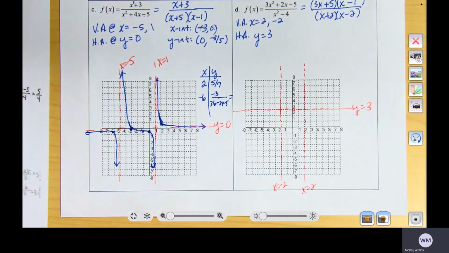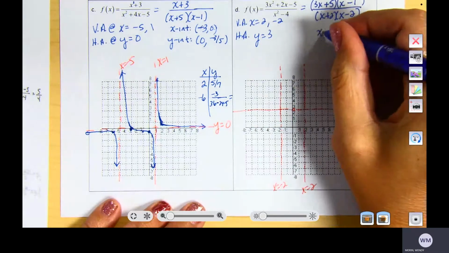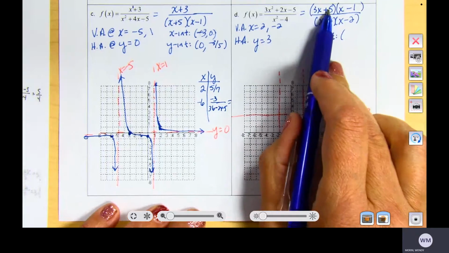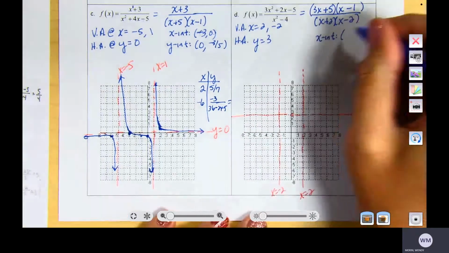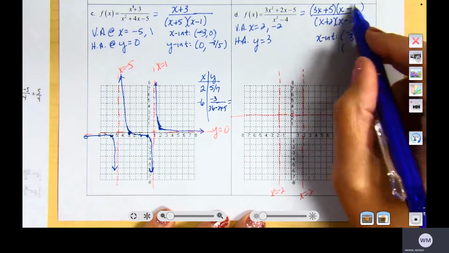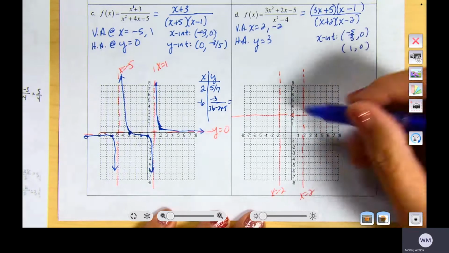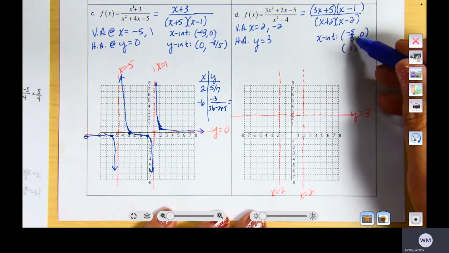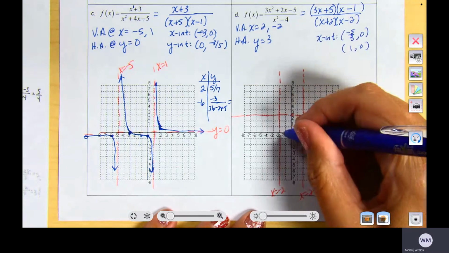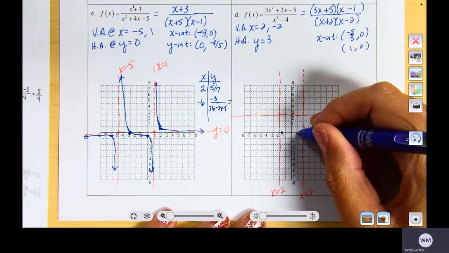All right. X-intercepts. Do those next. X-intercepts come from the numerator. Set this factor equal to 0, you get -5/3. Set this one equal to 0, you get 1. So there's your 2 x-intercepts. Again, we're just estimating -5/3. That's almost a -2. Not quite. Right here. And then 1, 0 right there.